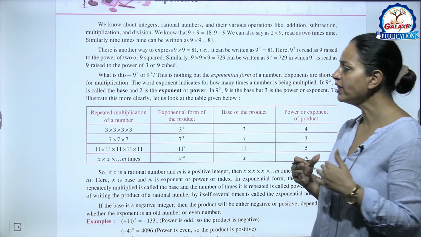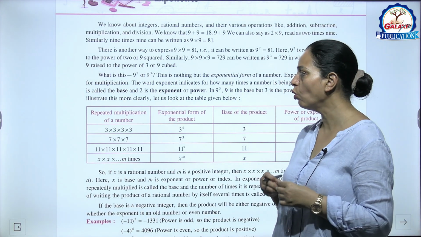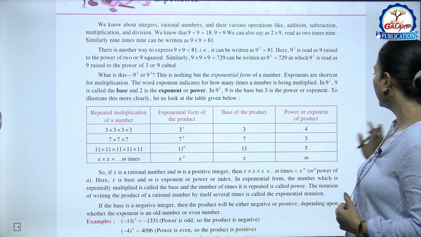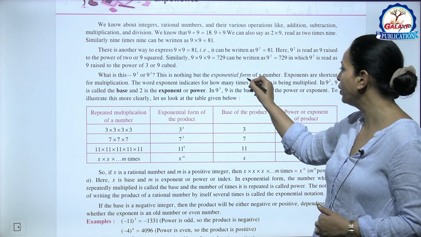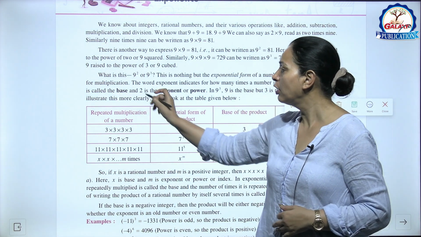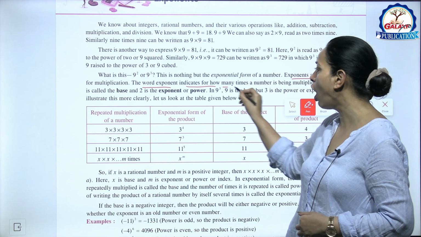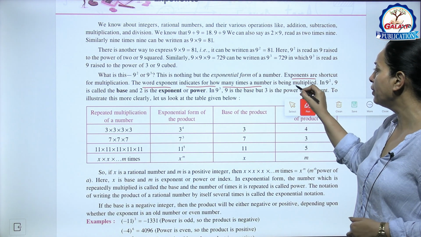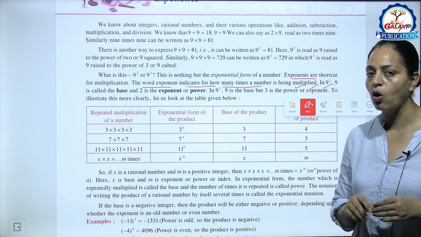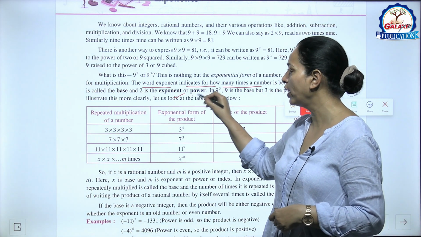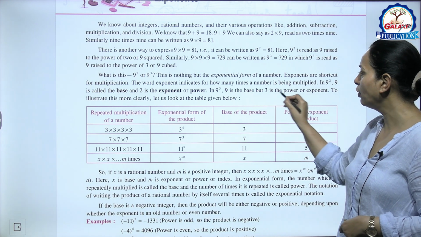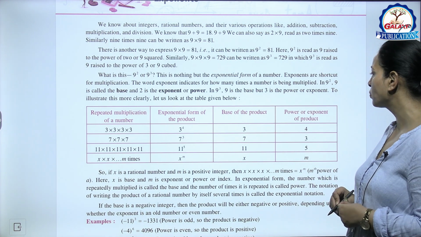Okay. So what is this? 9 raised to the power 2 or 9 raised to the power 3. This is nothing but the exponential form of a number. Exponents are shortcuts for multiplication. The word exponent indicates how many times a number is being multiplied. In 9 raised to the power 2, 9 is called the base and 2 is the exponent or power. In 9 cube, 9 is the base and 3 is the power or exponent.